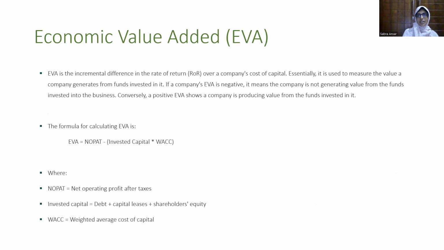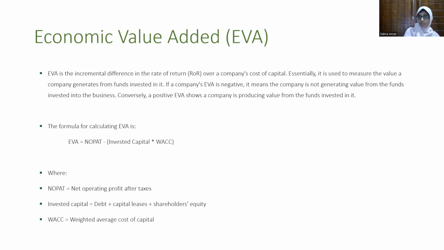EVA is, as I said, the incremental difference in the rate of return over the company's cost of capital. So it is used to measure the value of the company from the funds invested. If it's negative, it means the company is not generating value from the fund. And if it's positive, EVA shows the company is producing value from the fund.